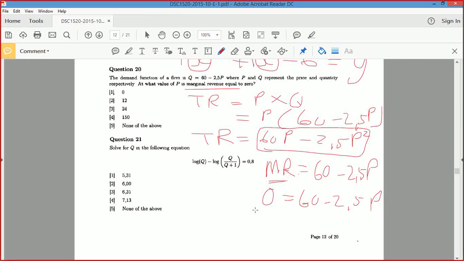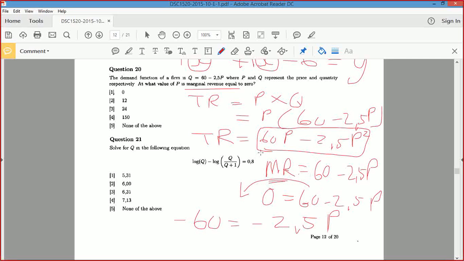So won't you first have to work out 60 minus 2.5? No, you can't. That's 2.5p. Oh, so you're going to say 60 equals 2.5p, and then won't you say minus 60 divided by 2.5? What is it? So it's going to be minus 60 divided by 2.5 is 24. Negative 24.